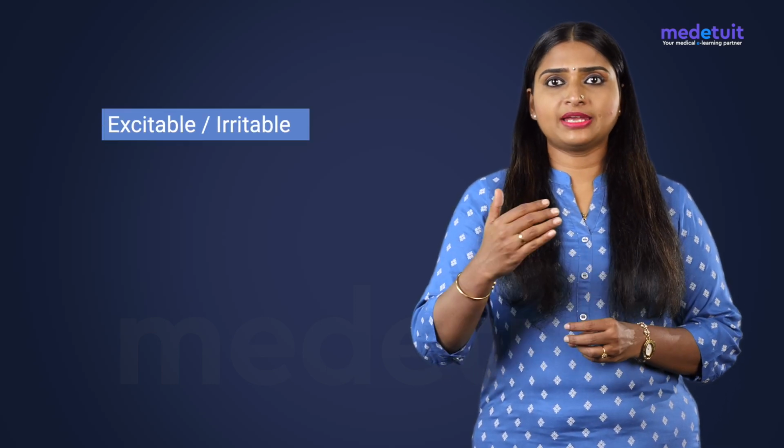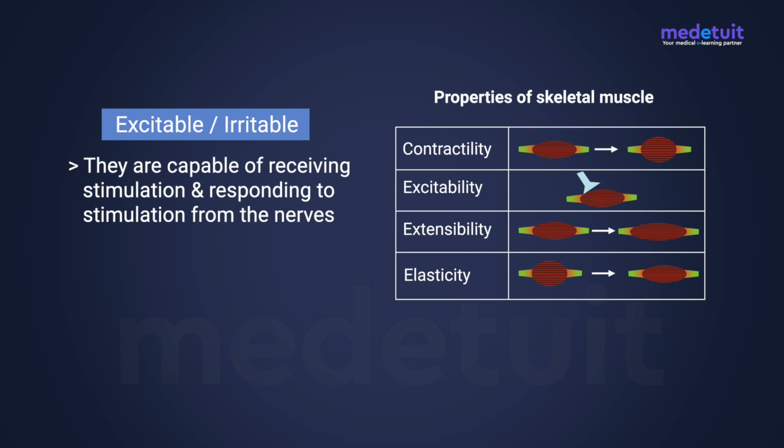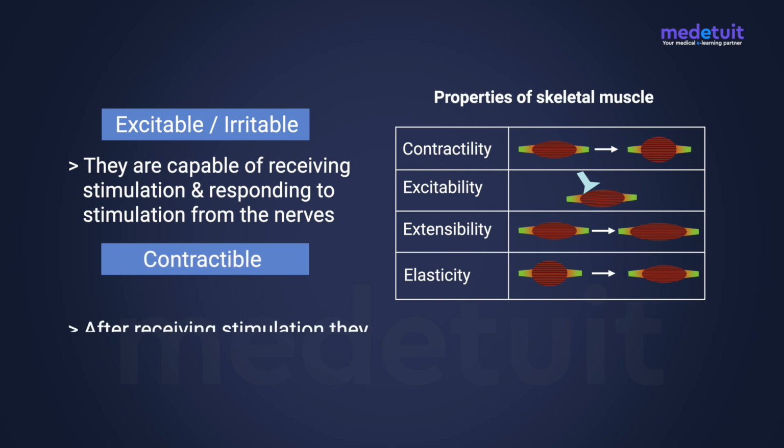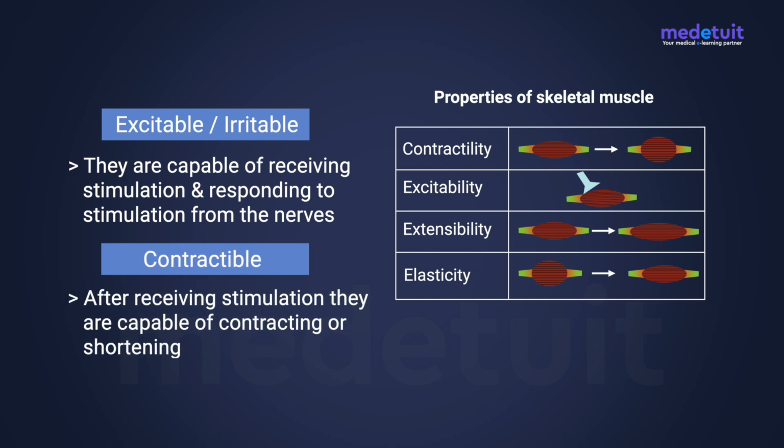There are actually 5 major properties for a muscle. Number 1, a muscle fiber can be excitable or irritable. They are capable of receiving stimulation and responding to stimulation from the nerves. Number 2 is the muscle fiber or a muscle is contractible. After receiving stimulation, they are capable of contracting or shortening.